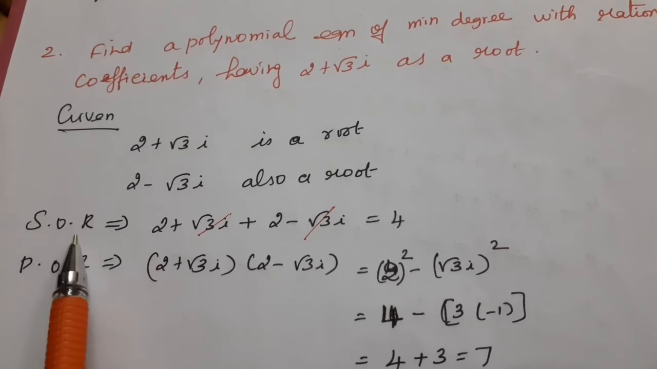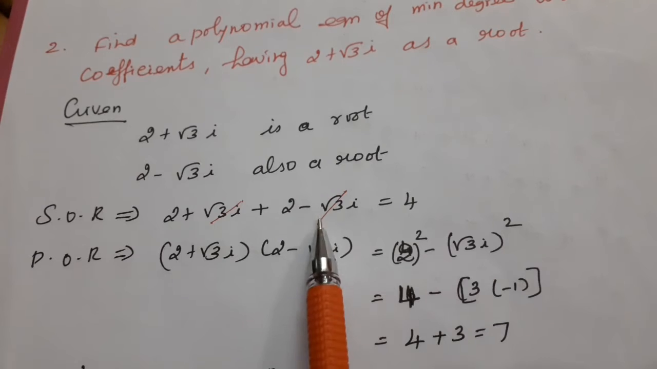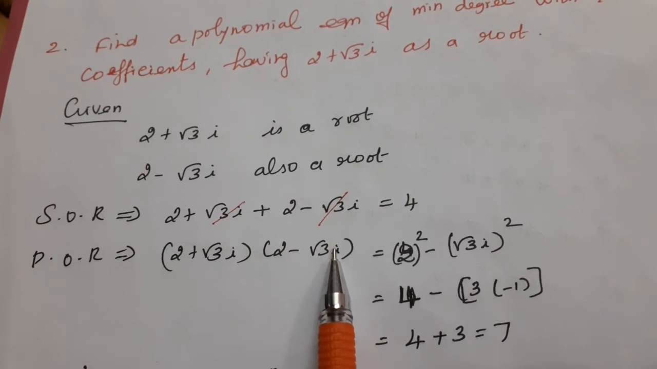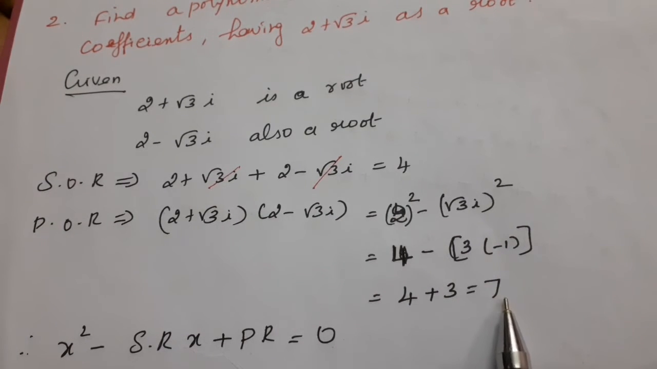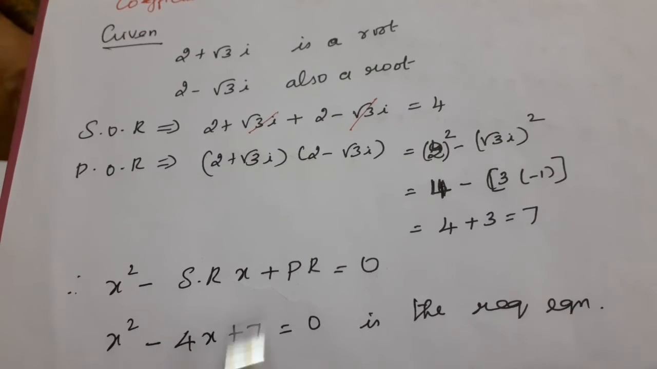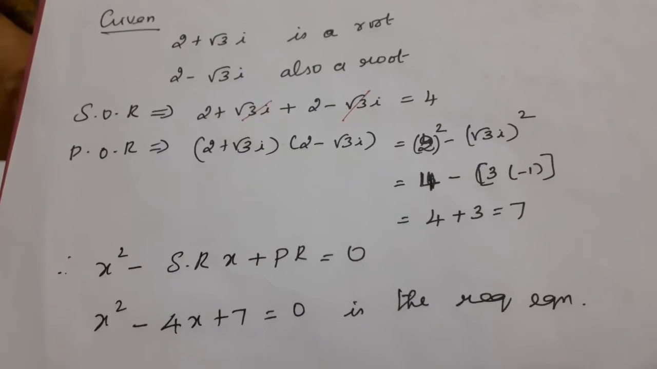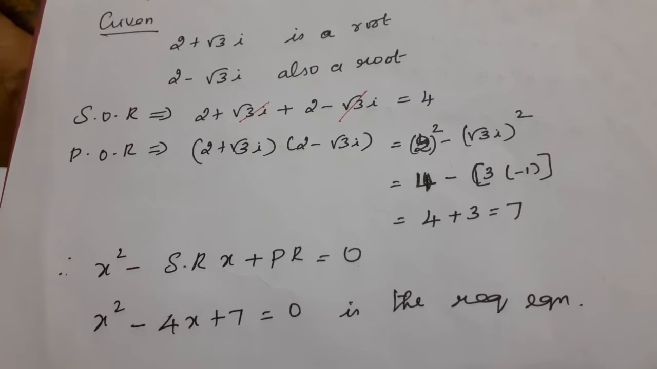So find the sum of the roots. We add the two roots: plus root 3i minus root 3i cancel, and we get 4. Again find the product of the roots: 2 plus root 3i into 2 minus root 3i. A plus b into a minus b is a square minus b square, so we get 4 plus 3 equal to 7. Therefore x square minus sum of the roots into x plus the product of the roots equal to 0. So x square minus 4x plus 7 equal to 0 is the required equation. One root is 2 plus root 3i, so the other root is 2 minus root 3i. Afterwards, we find the sum and the product of the roots, and you substitute them in the equation to get the required equation.